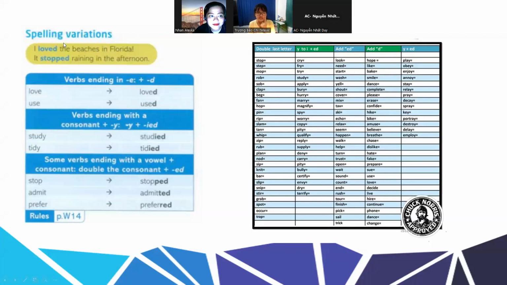Spelling. Can you see my screen now? Can you see my screen? No. Not yet? Are you sure? Yes. Can you see it now? Yeah, I can see. Okay.